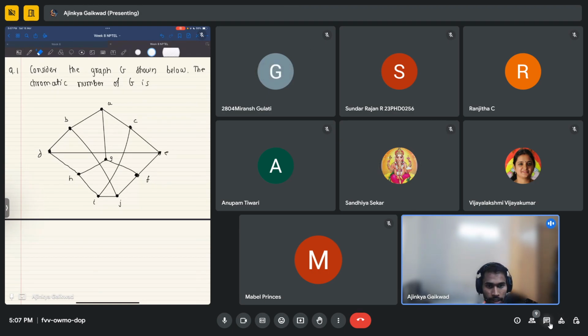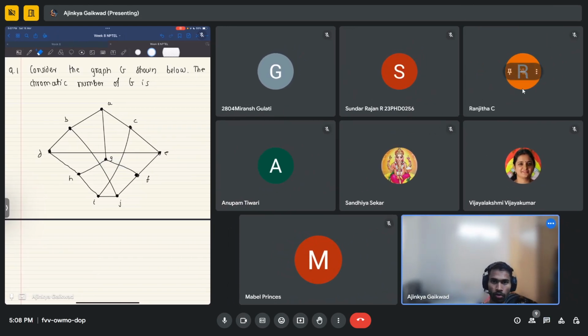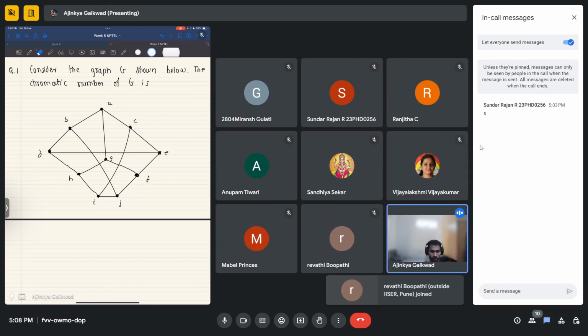Okay, so like I said, if there is anyone who doesn't know what a chromatic number is, please ask. Once you have solved the question, please write the answer in the chat, and then we'll see if it is correct.